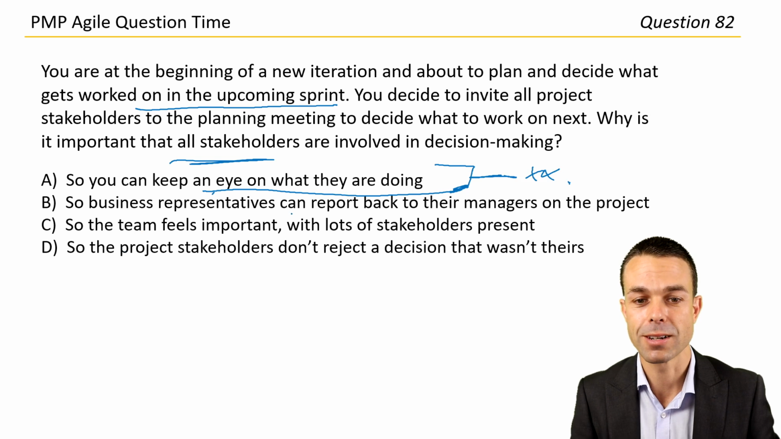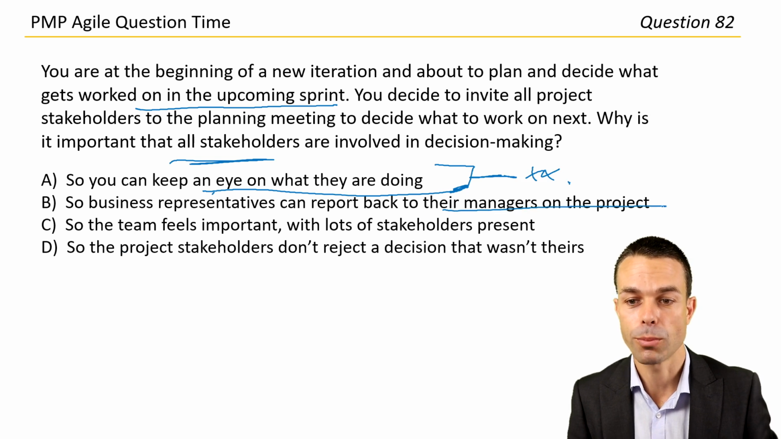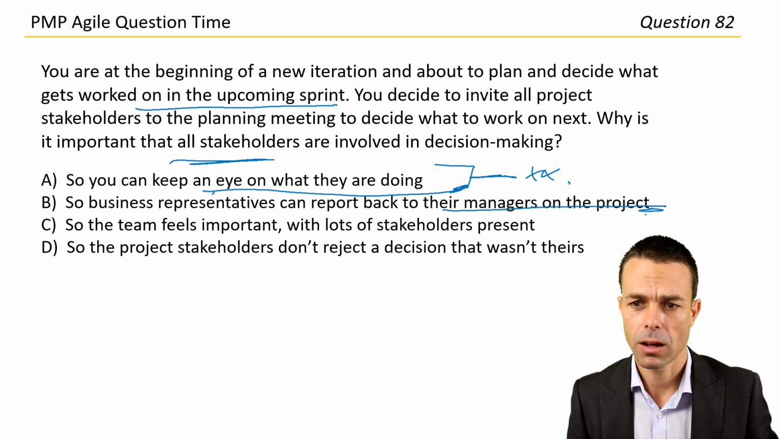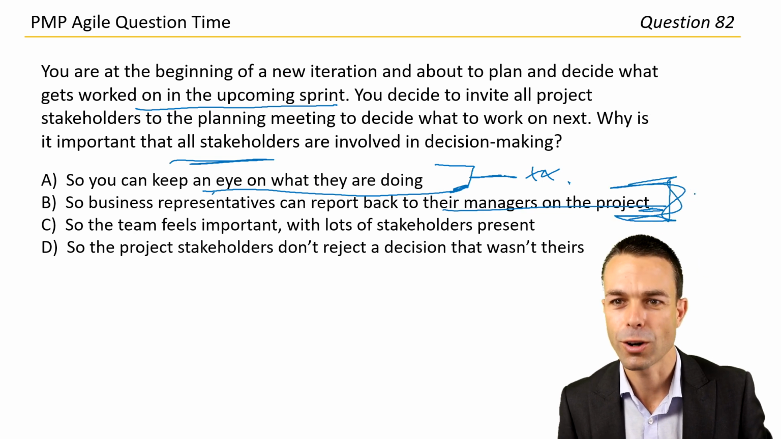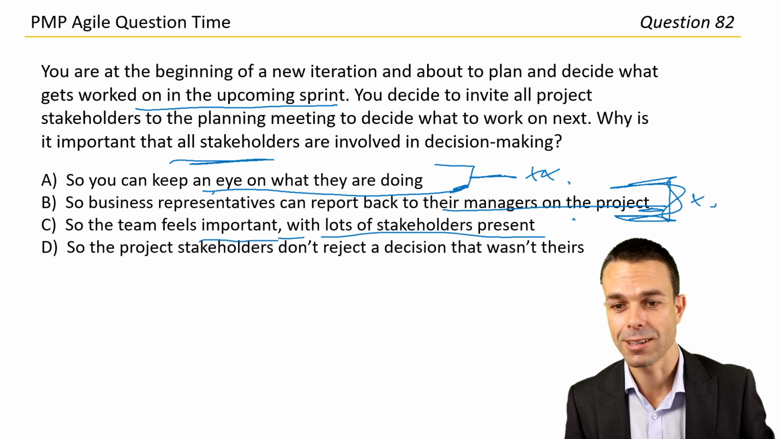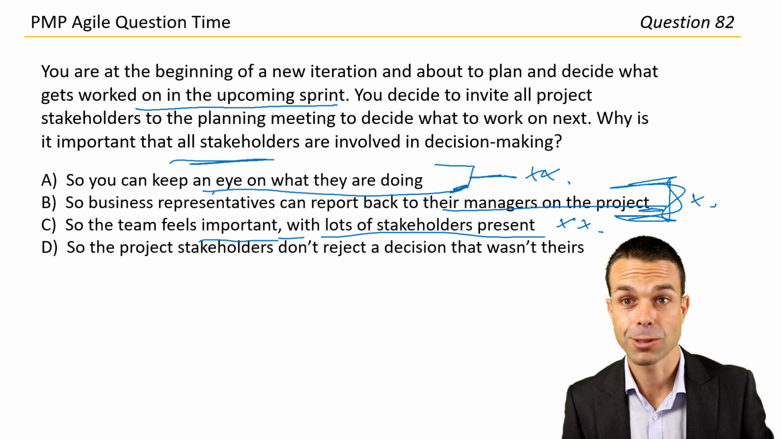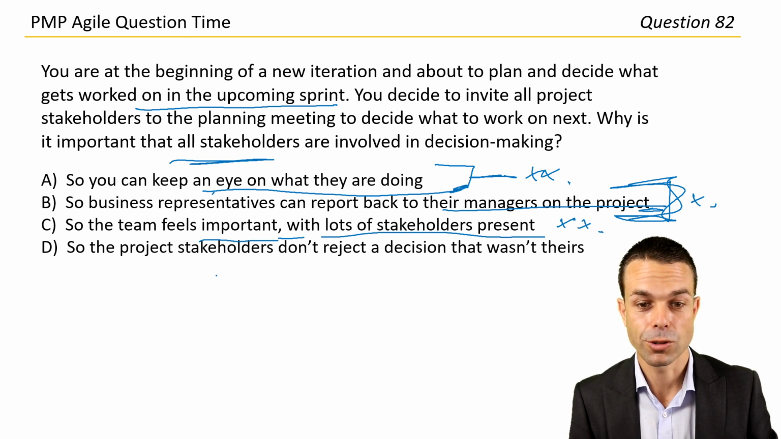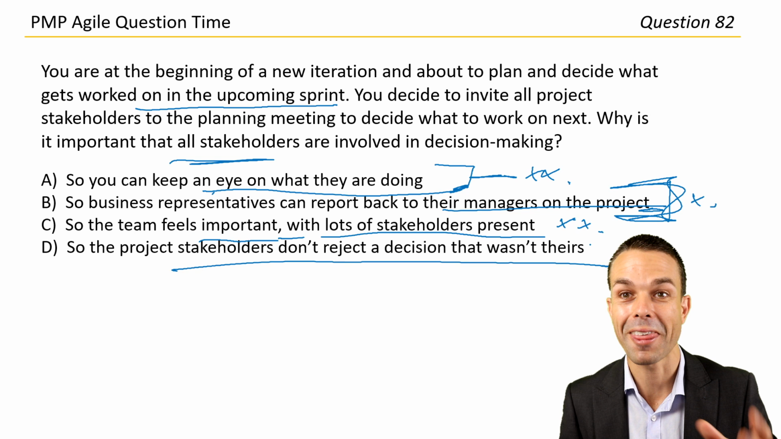So business representatives can report back to their managers on the project. That will help, but maybe that's not the 100% thing either. So the team feels important, and with lots of stakeholders present, that's definitely not the one. Must be the last one. So the project stakeholders don't reject a decision that wasn't theirs.